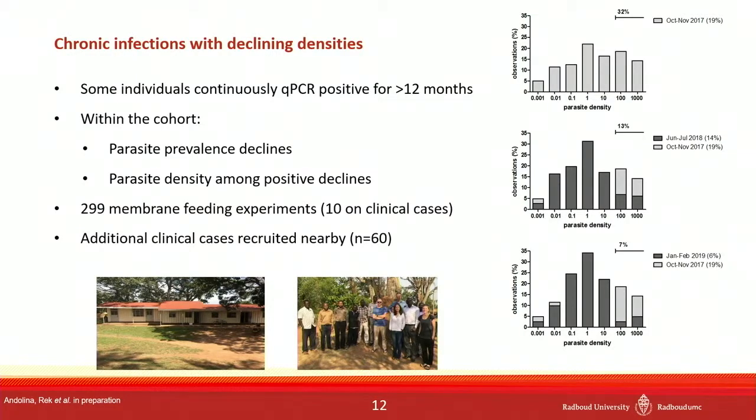We've done 300 membrane feeding experiments so far, only 10 on clinical cases from the cohort. But because we're interested in clinical cases, we recruited more clinical cases from a neighboring area that doesn't have IRS. And this is our insectary: two shipping containers, not sea containers, I was told yesterday, that were built into an insectary.